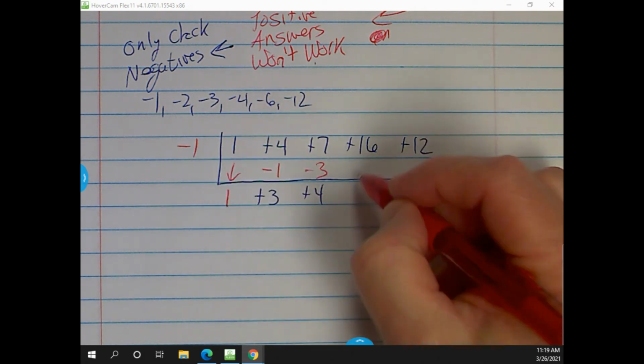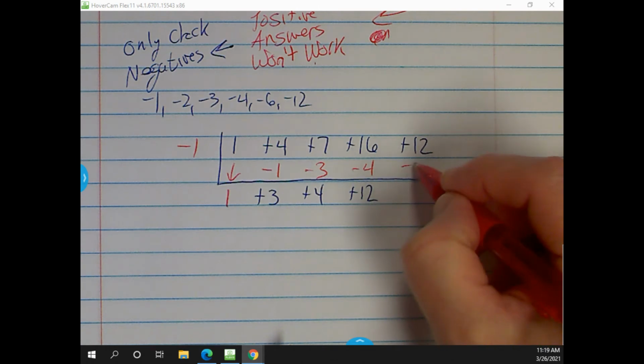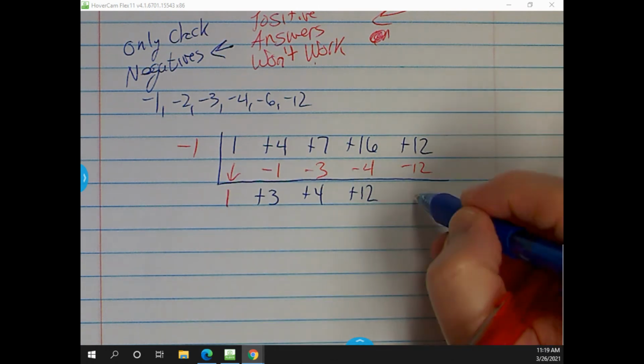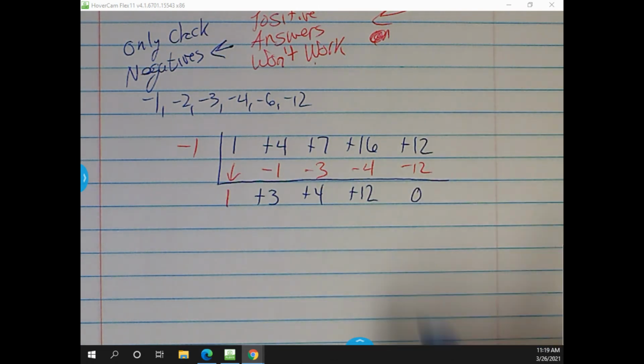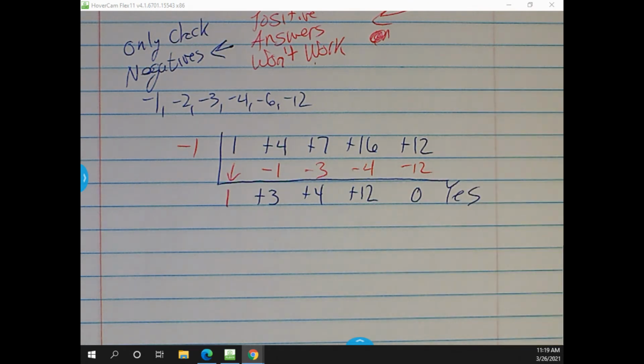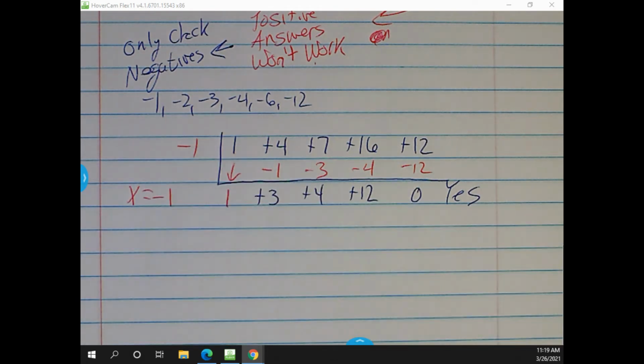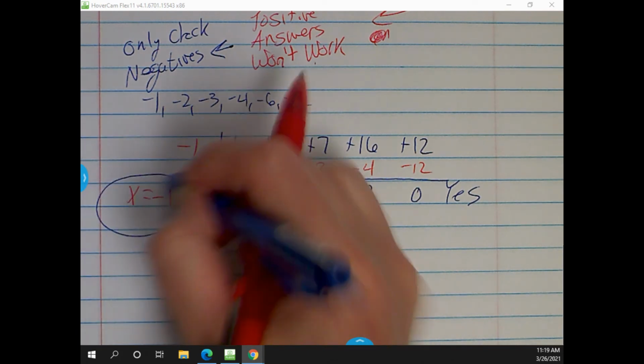-1 times 4 is -4. 16 minus 4 is 12. And -1 times 12 is -12. So that makes that 0. And that's what we want. That last number is 0. That's a yes, that's what we're looking for. So x equals -1. That's our first solution that we're looking for.